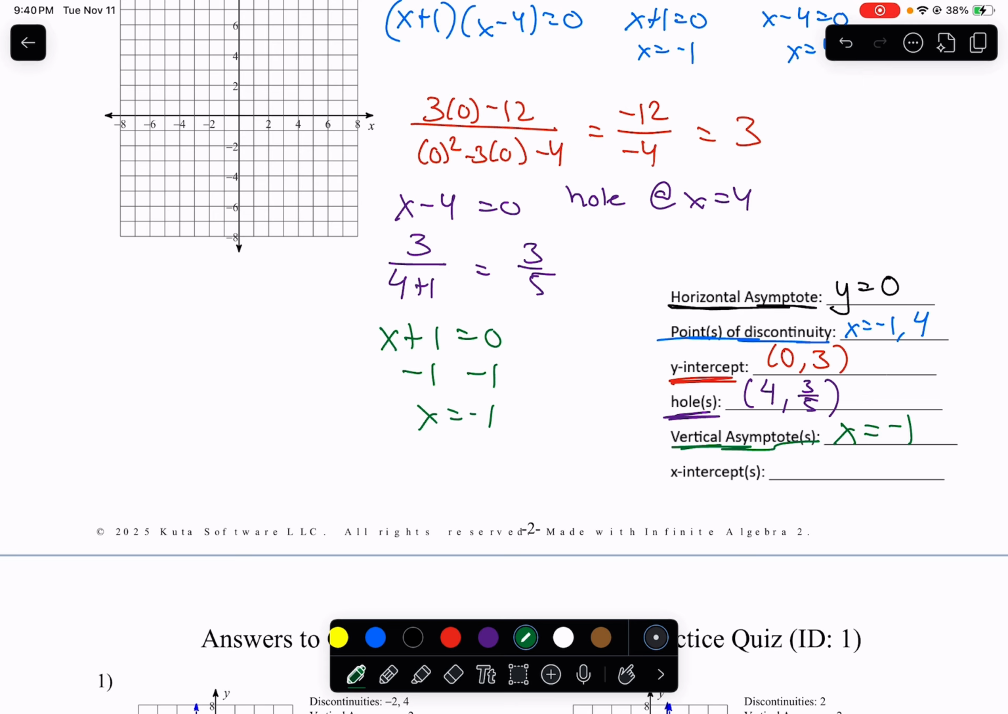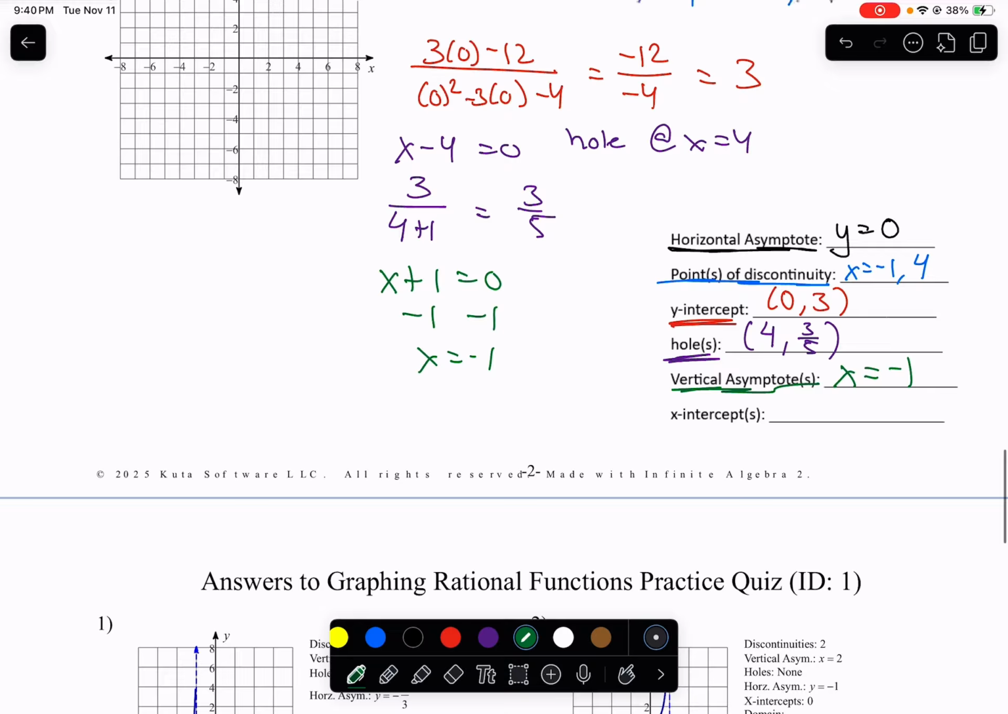To find my x-intercepts, I take my numerator and set that equal to 0. Well, in this case, my numerator is literally just a 3. I cannot make a 3 equal to 0, right? I cannot make a 1 equal to 0. Just any number, there's no x on it. You can't really solve that. So I do not have an x-intercept.